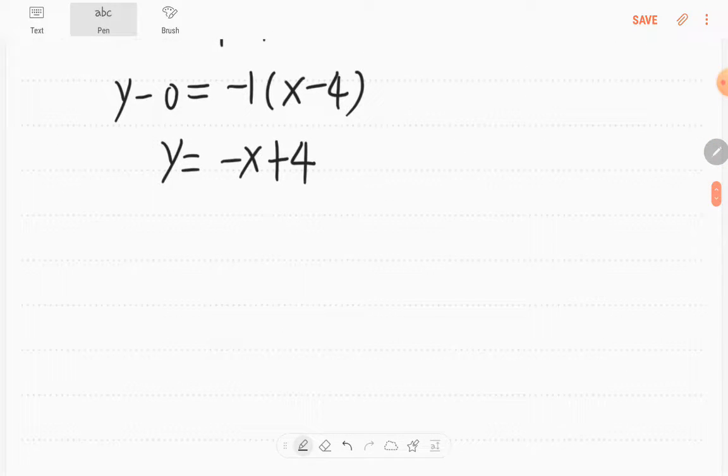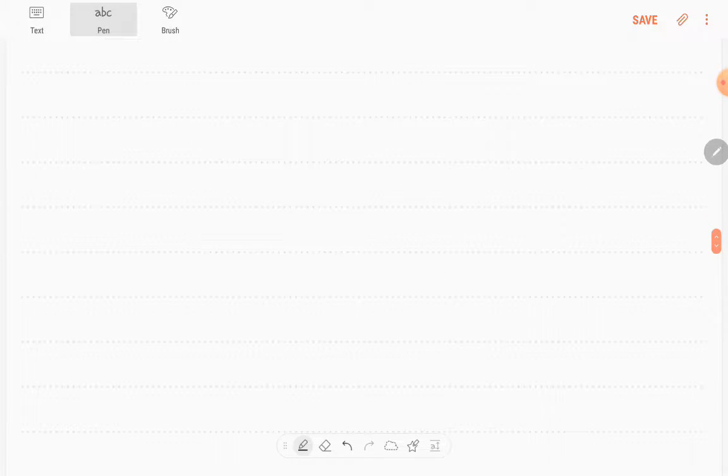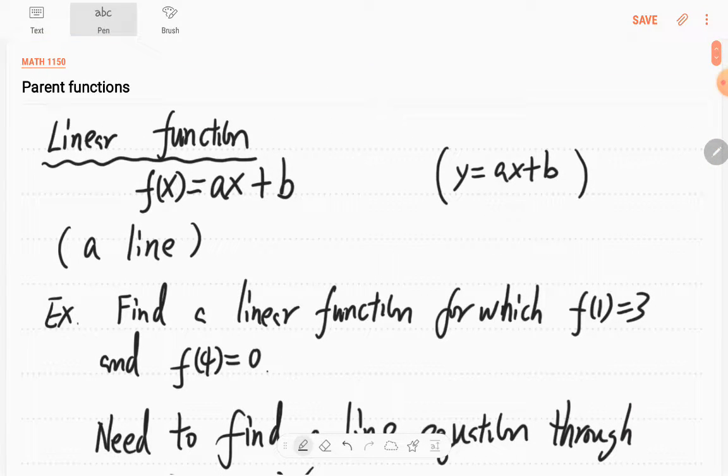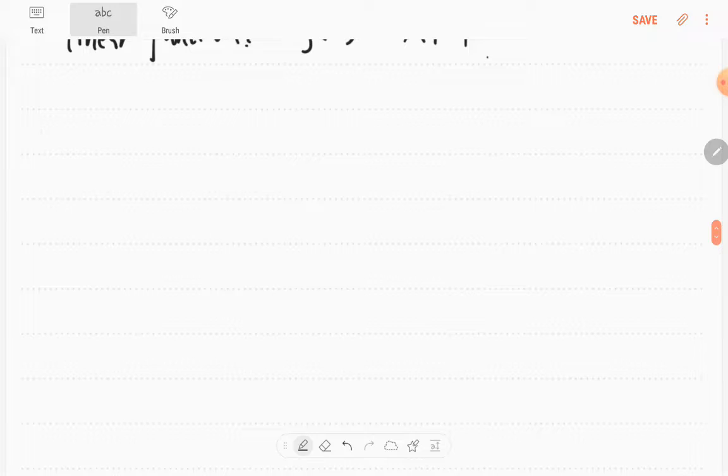So what is the linear function? When we talk about a function, we like to use f of x. So in the linear equation, we replace y with f of x: f of x equals -x plus 4. This is the linear function. This is a very basic function, or parent function.